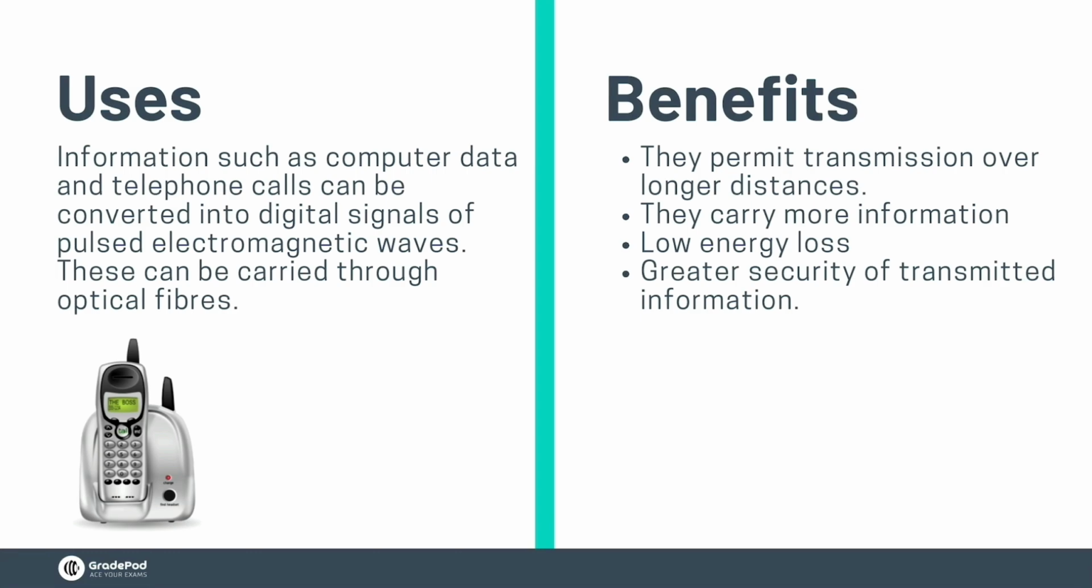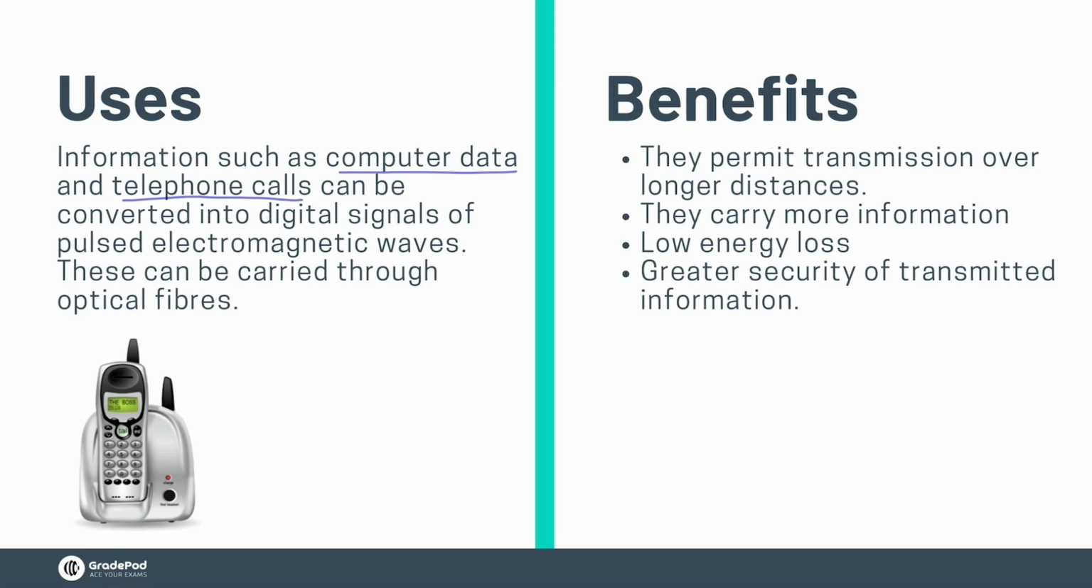So what would we use optical fibres for? Well, I mentioned it before. We'd use them for computer data and telephone calls, converting digital signals of electromagnetic waves into whatever we need. Those signals are carried as light waves or light pulses through optical fibres. So the internet and phone all use optical fibres. They're good for a number of reasons. They allow us to send information over very long distances. The distance you can send the signal is as long as the cable.